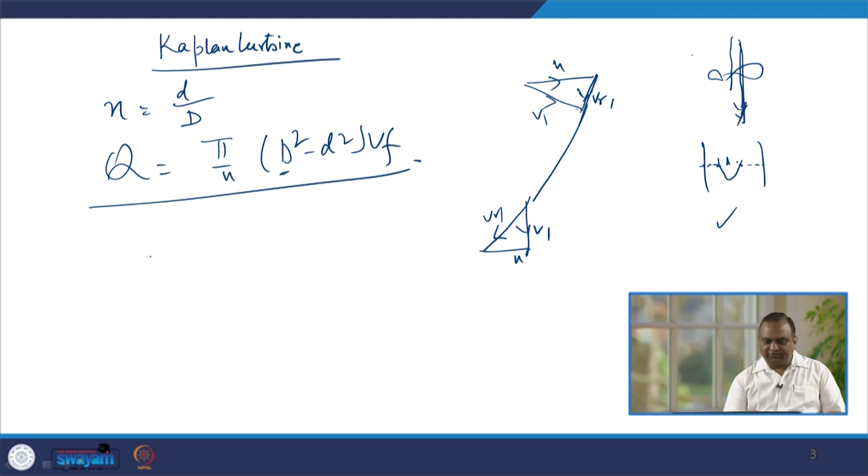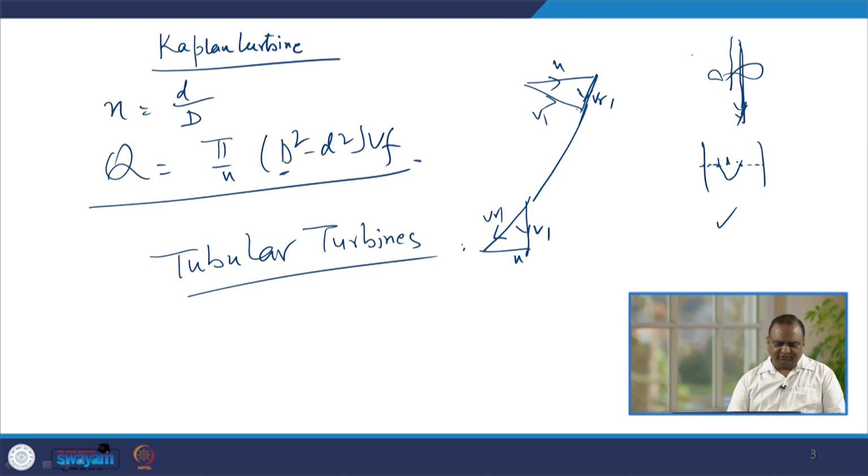There are tubular turbines also. There are several types of turbines. Now, tubular turbines do not have any casing, scroll casing is not there, and they have both types of blades, adjustable blades and non-adjustable blades.